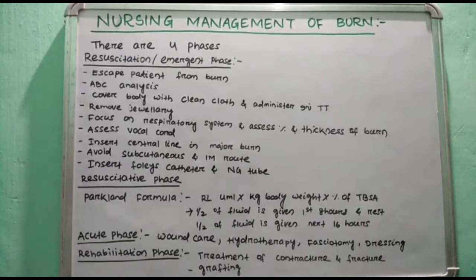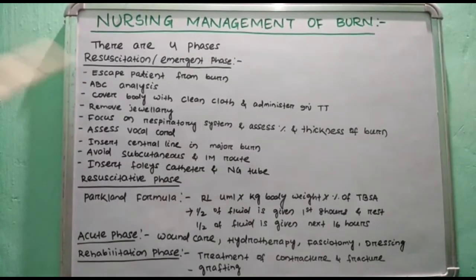Then insert a central line in a major burn case. If an IV peripheral cannula is not possible, then we must insert a central line to provide IV fluid to the patient. Always avoid subcutaneous and IM injections to the patient because tissue damage is already there, so absorption is not confirmed in a burn patient. That's why we always prefer the IV route, that is the peripheral IV route or central IV route.